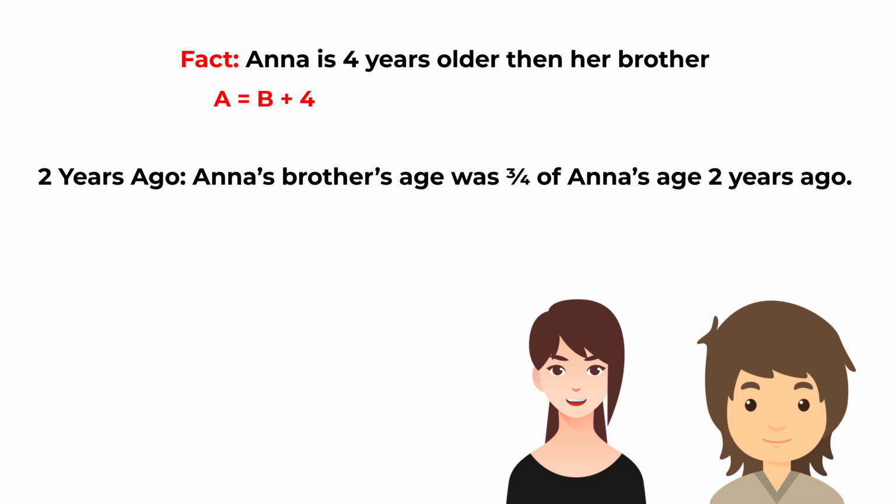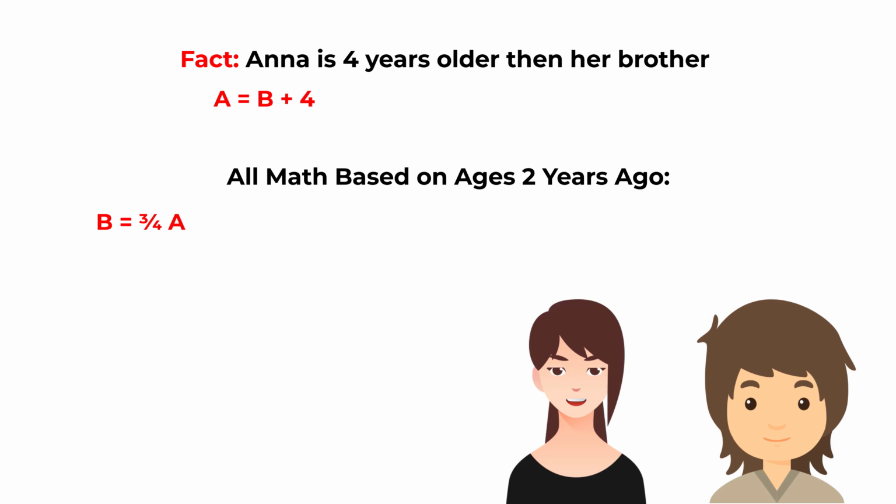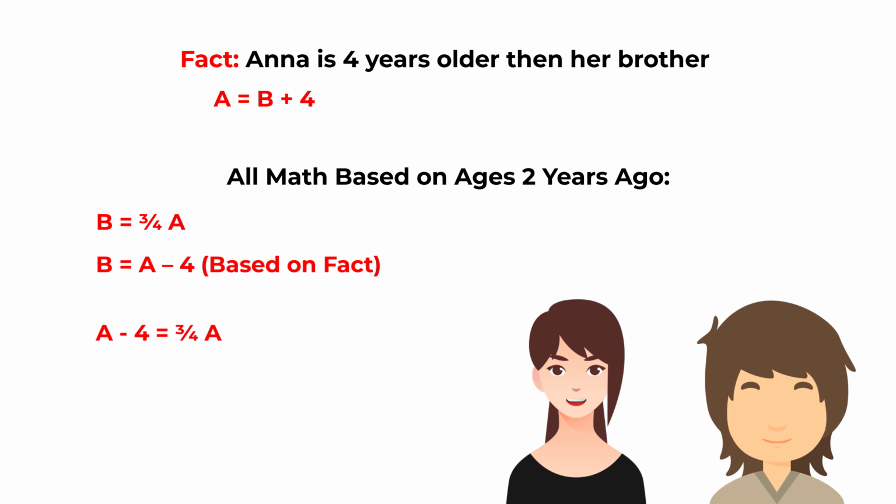So let's do calculations for 2 years ago. Brother's age equals 3/4 of Anna's age. Now let's use factual information about brother's age. Brother's age equals Anna's age minus 4. And now we can create an equation based on Anna's age at the moment of time 2 years ago. Anna's age minus 4, based on the fact, equals 3/4 of Anna's age, which means that Anna's age minus 3/4 of Anna's age equals 4, 1/4 of Anna's age equals 4, and Anna's age equals 16.